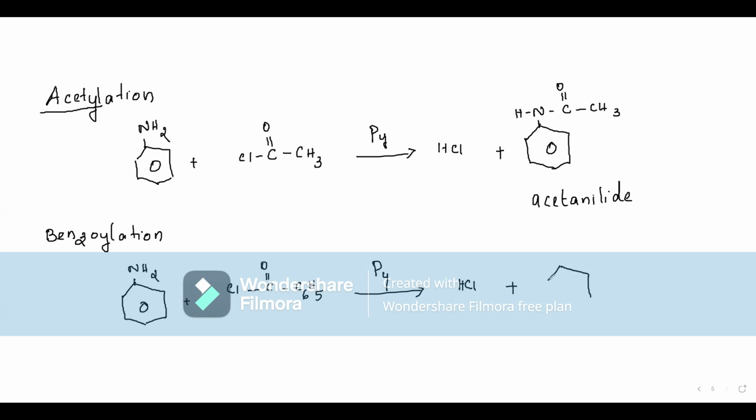Now, what we have is the ring with a hydrogen on it, and this is connected to C double bond O, C6H5. Let me draw a ring here, just so that you will understand; instead of C6H5, you can even draw the ring. Benzanilide. All right, the name is benzanilide.